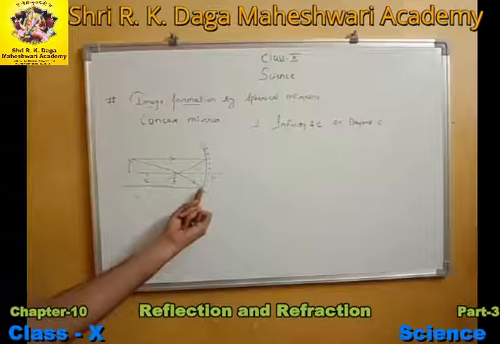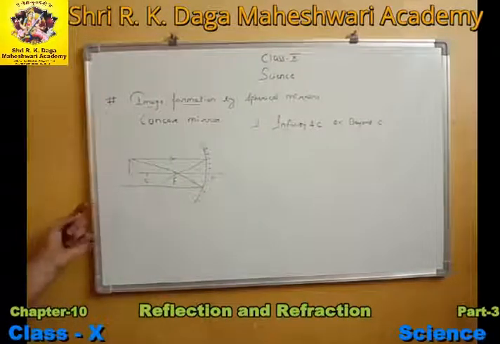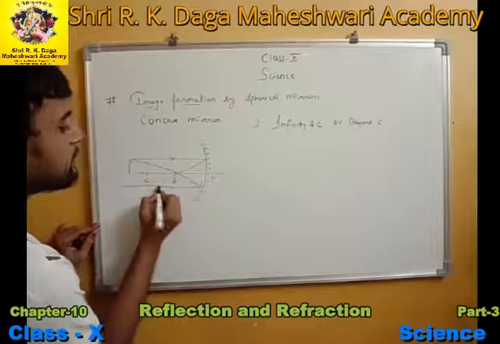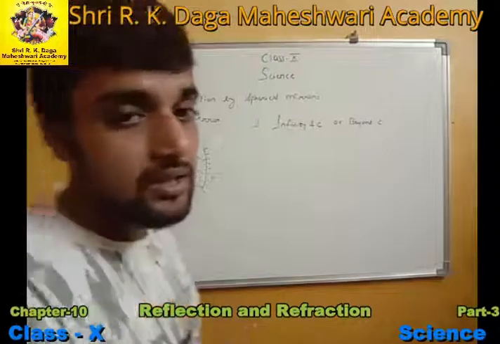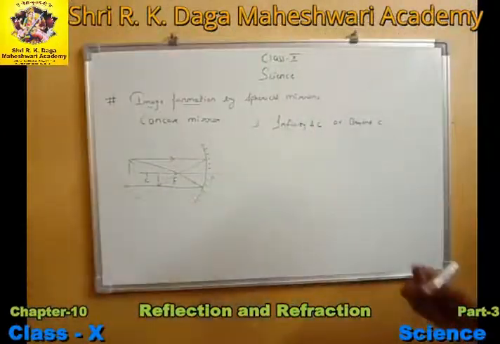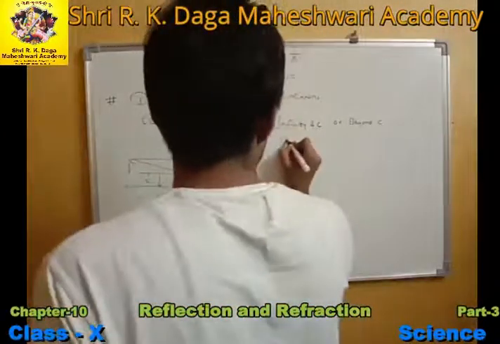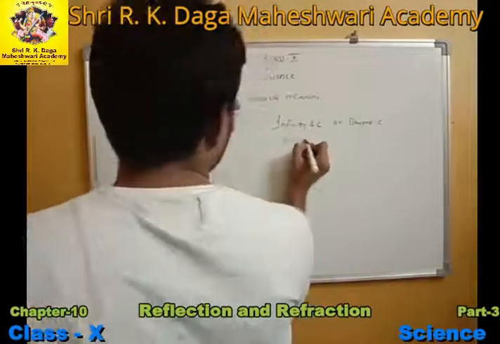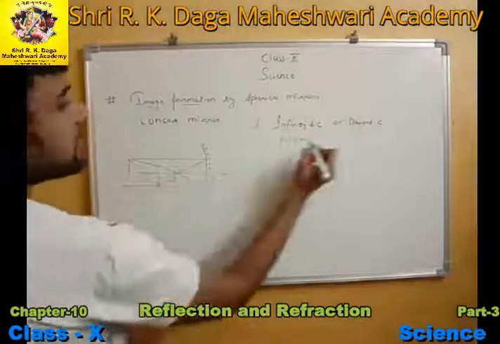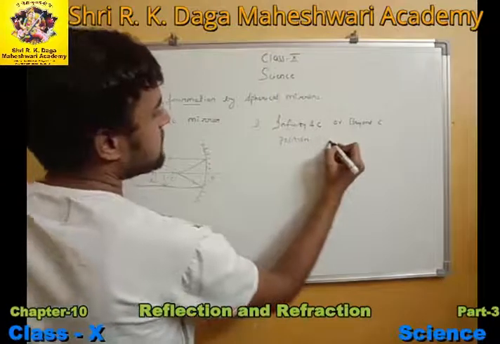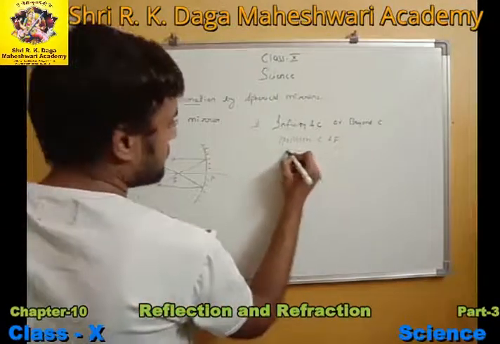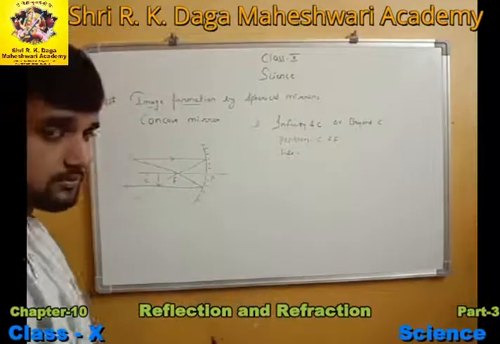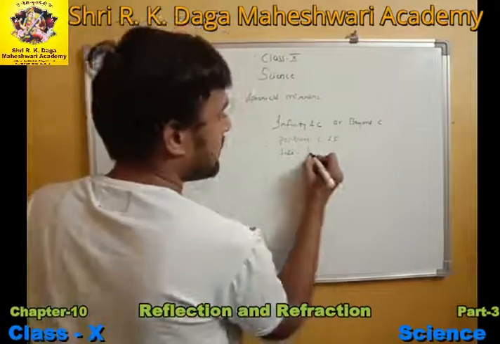So the reflected ray will go like this, and here at this point the two reflected rays meet each other, right? So what is the position of the image formed? Here we will get our image. What is its position? It is between C and F, right? What is the size? The image will be smaller than the object.